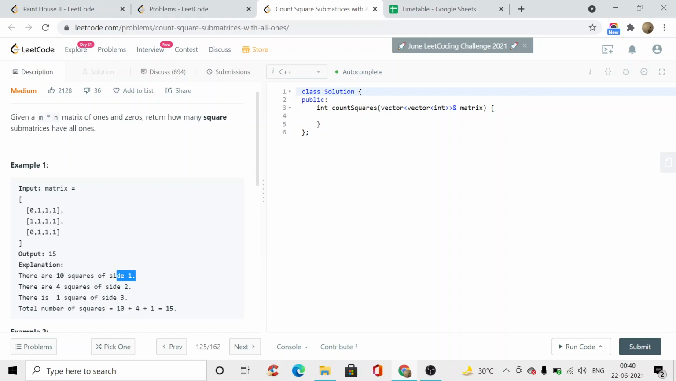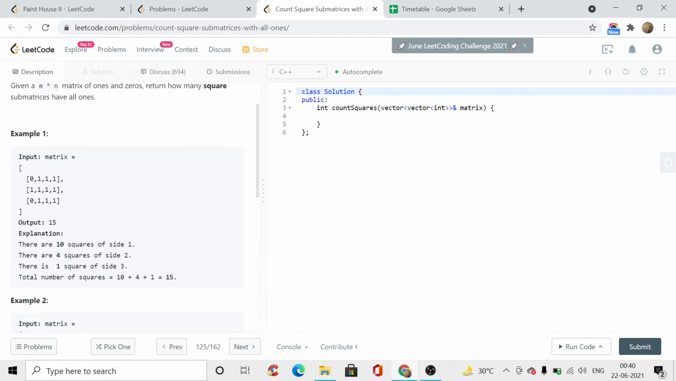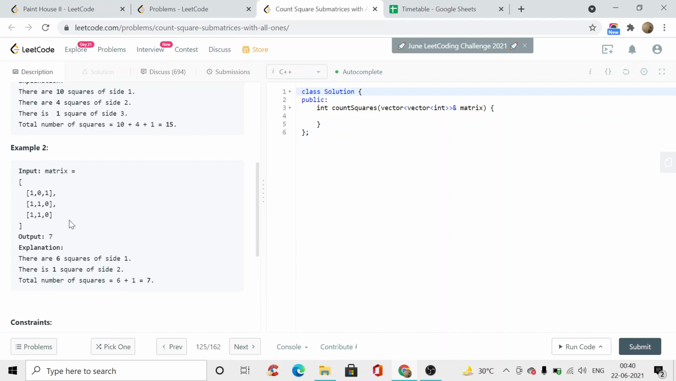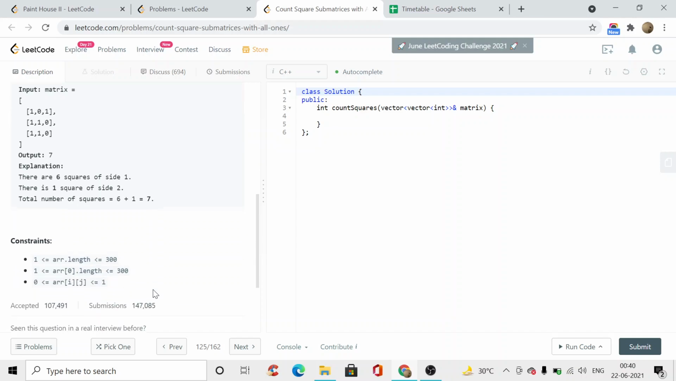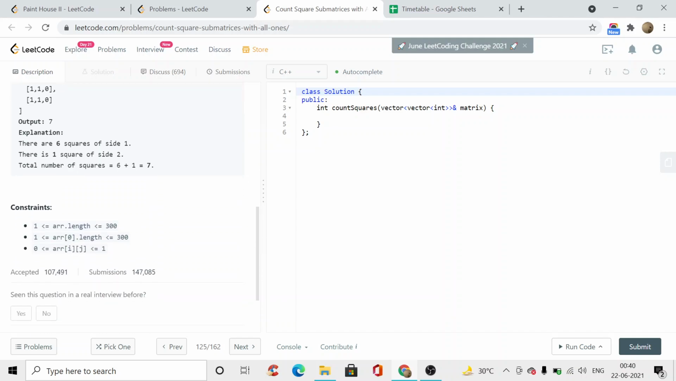Of side 1 we have 10. Of side 2 we have 4. And of side 3 we have just 1. So it is total less. When we come over here, size 1 will be everything. Size 2 is going to be just 1. That's it.